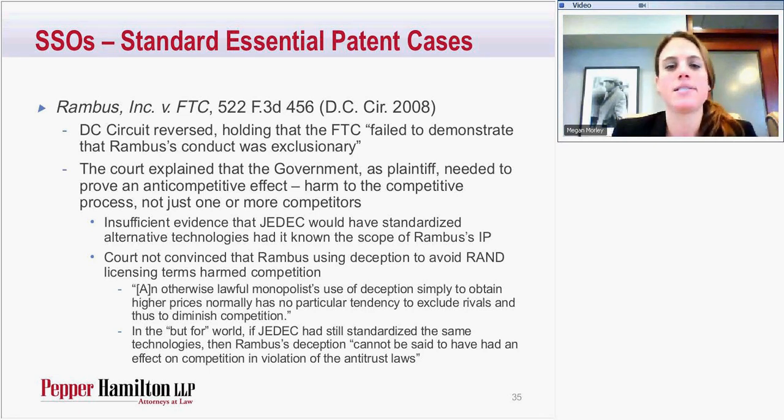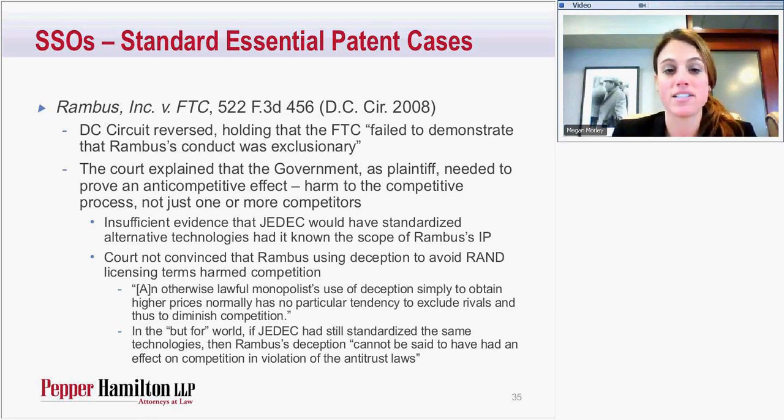And as part of this analysis, it said that the government provided insufficient evidence that JEDEC would have standardized an alternative technology had it known the scope of Rambus's IP. In addition, the court was not convinced that Rambus, using deception to avoid RAND licensing terms, harmed competition. Instead, an otherwise lawful monopolist's use of deception simply to obtain higher prices normally has no particular tendency to exclude rivals and thus to diminish competition.